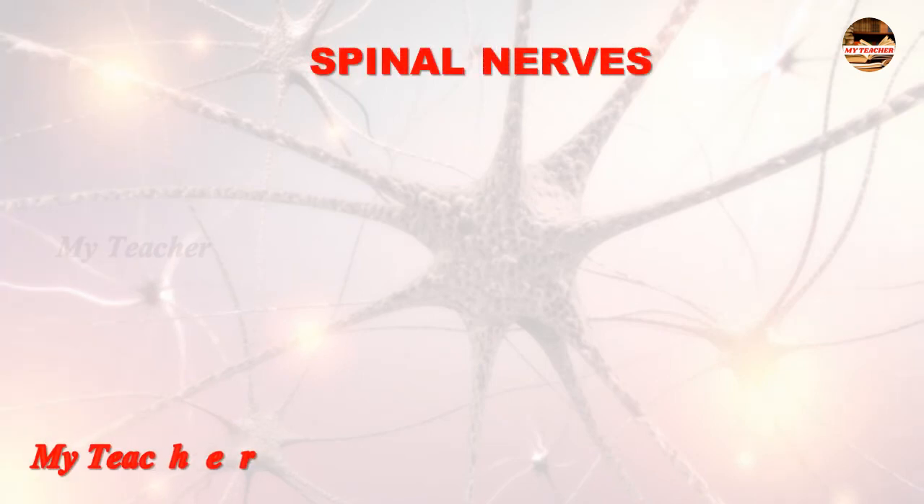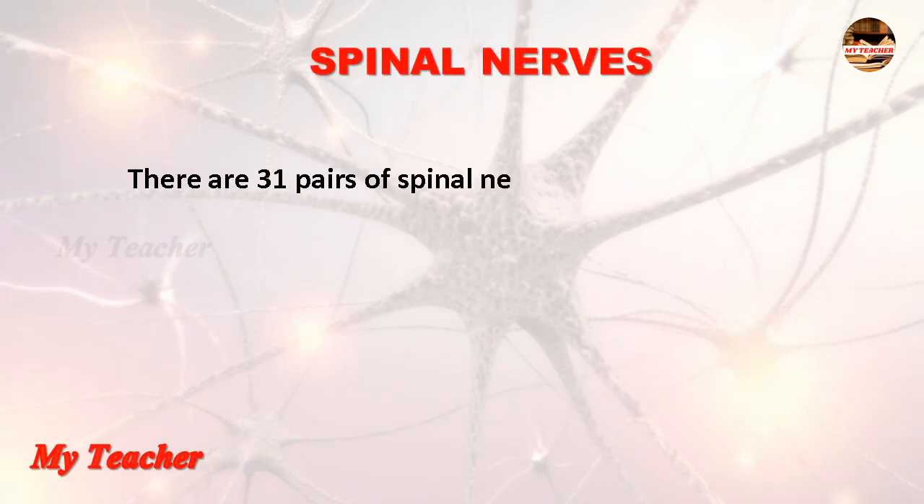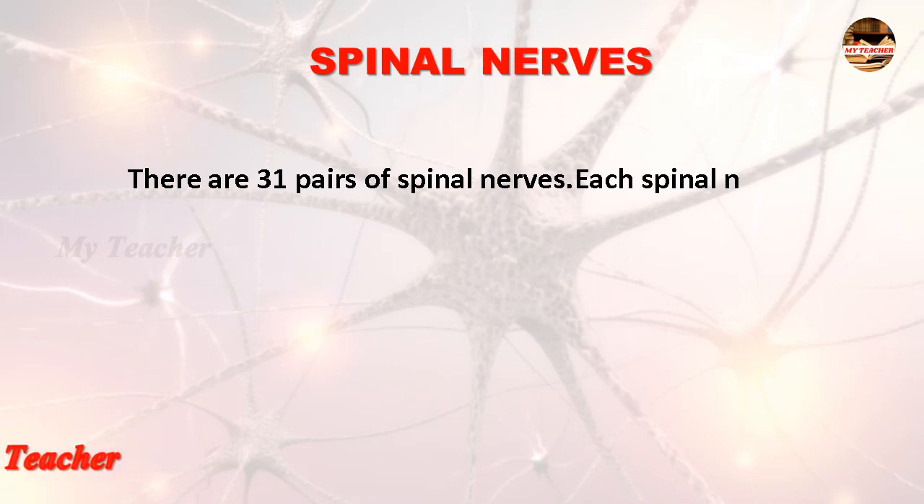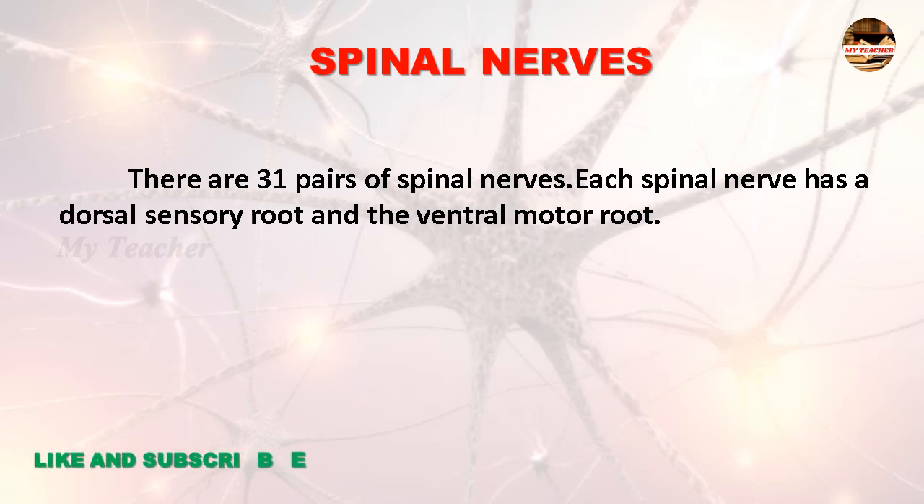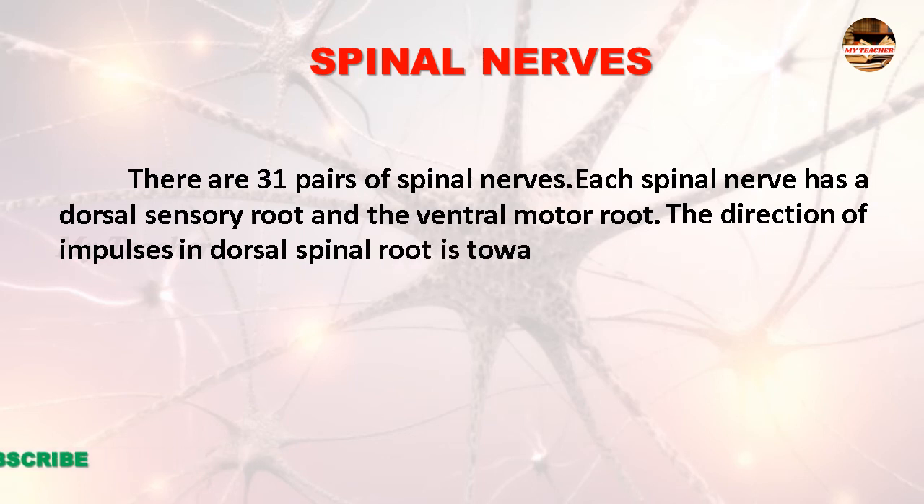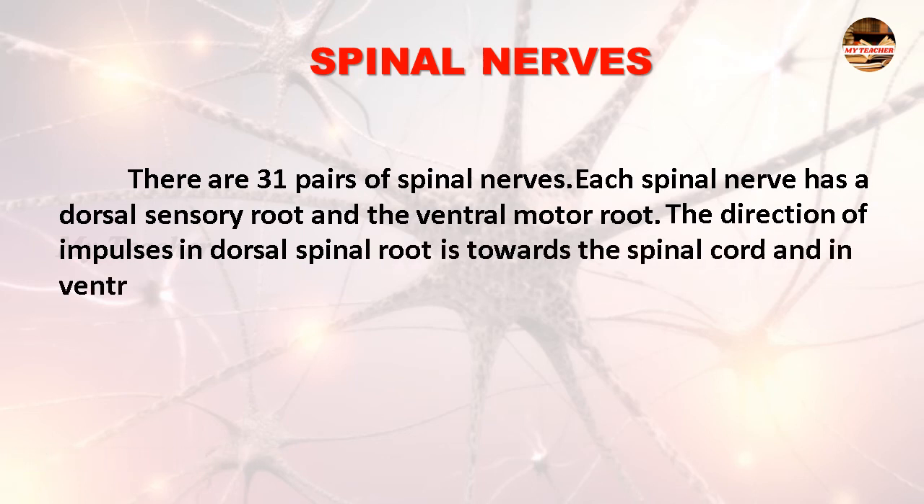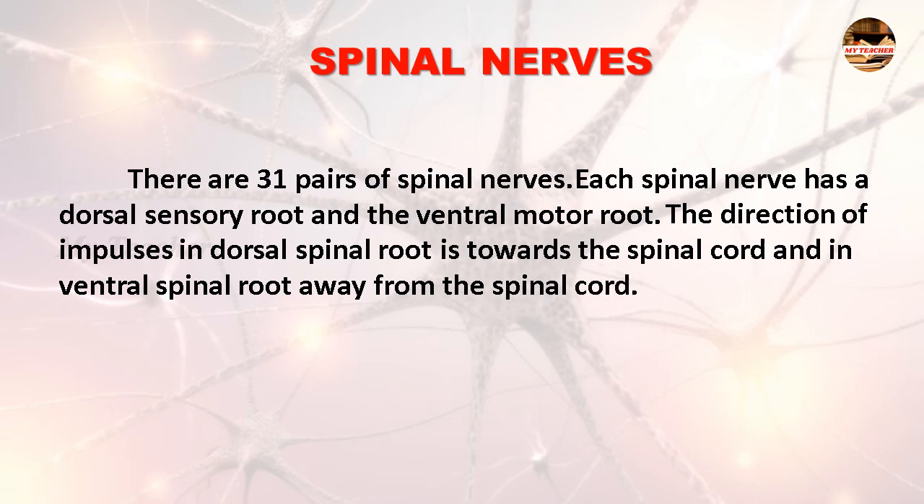Spinal nerves. There are 31 pairs of spinal nerves. Each spinal nerve has a dorsal sensory root and a ventral motor root. The direction of impulse in dorsal spinal root is towards the spinal cord and in ventral spinal root away from the spinal cord.